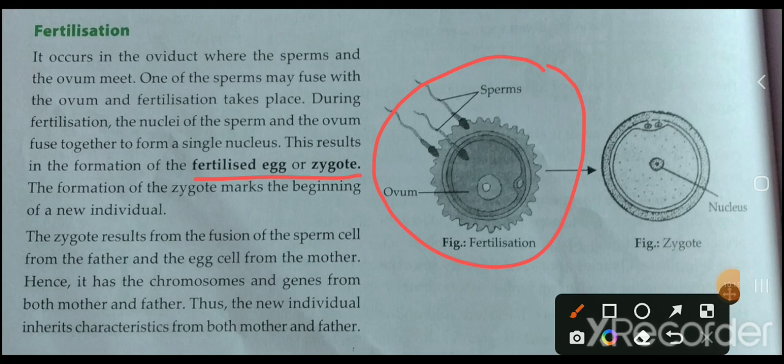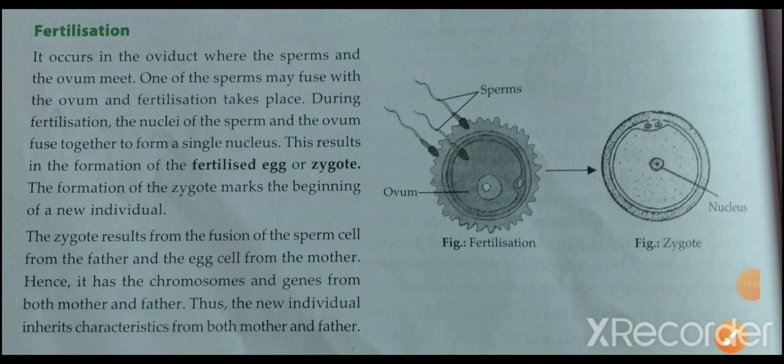So now the zygote which has formed, we can consider it as the first stage of a new fetal form. So this zygote is going to divide and develop into an embryo, and also going to become a new individual, a new baby. Okay, so this zygote results from the fusion of the sperm cell from the father and the egg from the mother. The chromosomes and the genes from both the mother and the father are present here. So this is why the new individual inherits the characteristics of both the mother and the father.